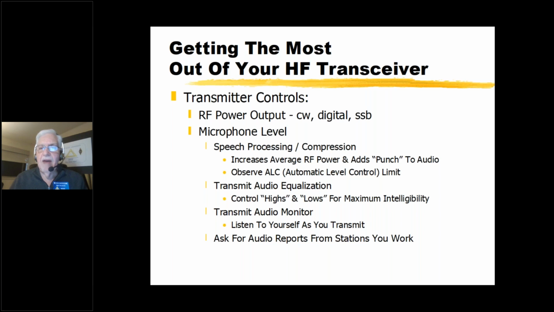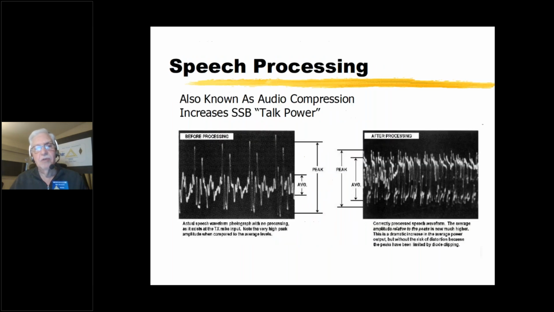When you use speech processing, you want to observe your automatic level control limit that appears on your meter. There's oftentimes a transmit audio equalization control, which will let you tailor your audio with the highs and lows for maximum intelligibility. There's oftentimes a transmit audio monitor that lets you hear how these various controls affect your mic audio without you having to actually transmit. And of course, when you go on the air, ask for audio reports from the stations you work. Ask them how it sounds.